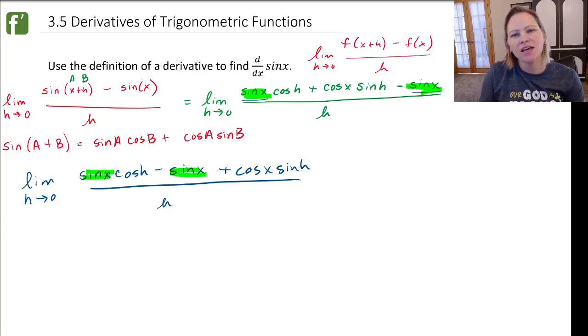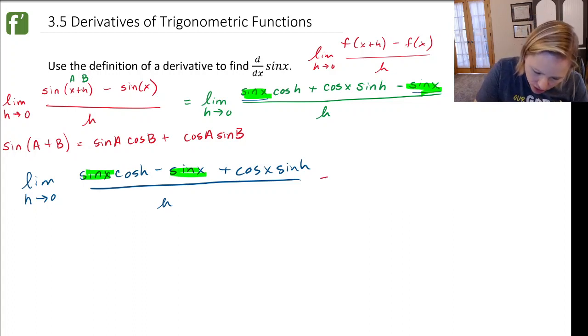So what I can do is find a way to factor those out of my problem, and I can pull them out of the limit, because sine of x is just going to stay sine of x. I'm concerned about sines of h, or cosines of h, because h is the variable that's approaching 0. So the sine of x doesn't get impacted by the behavior of h. So here's what it will look like.